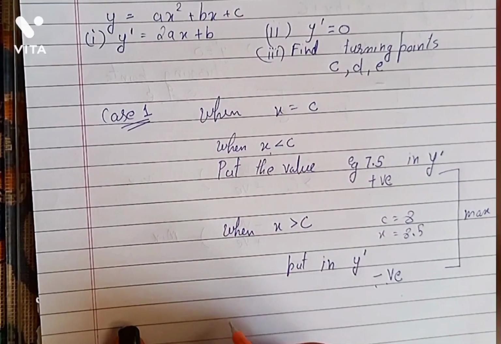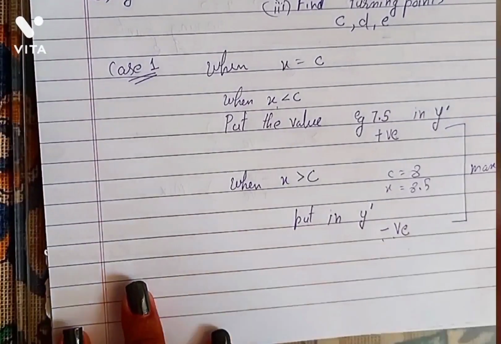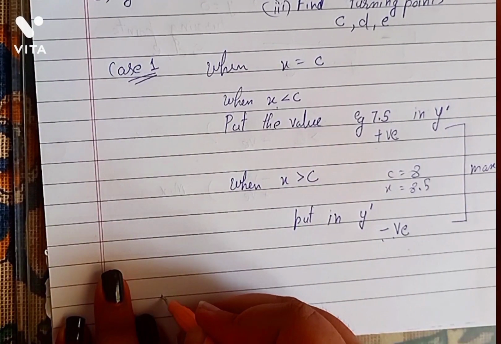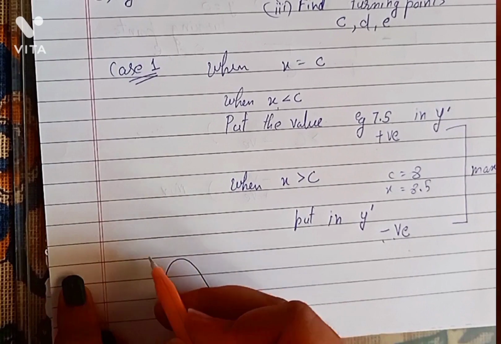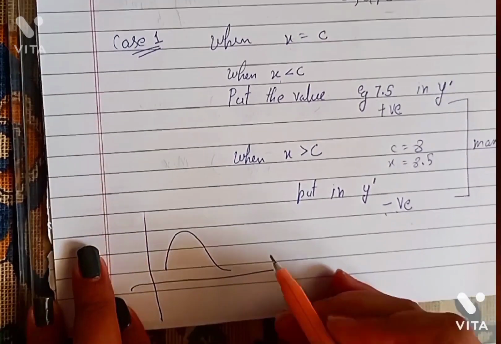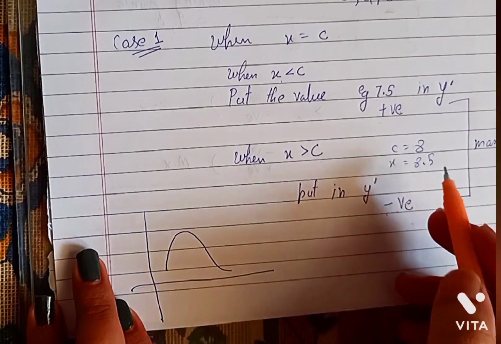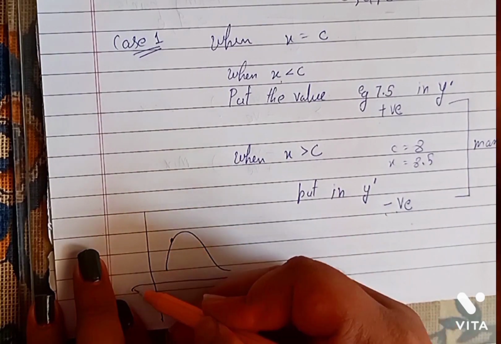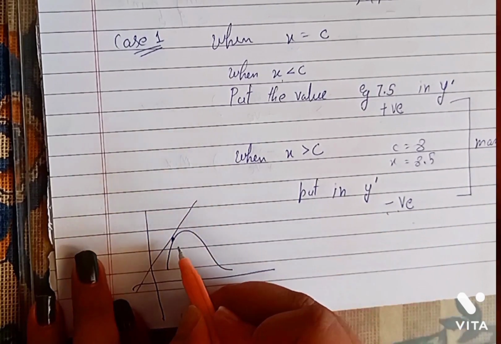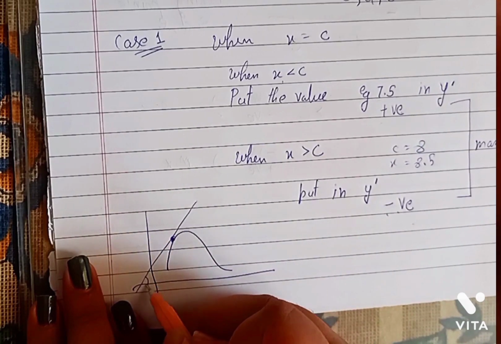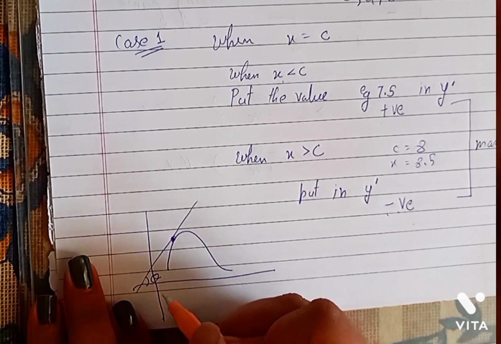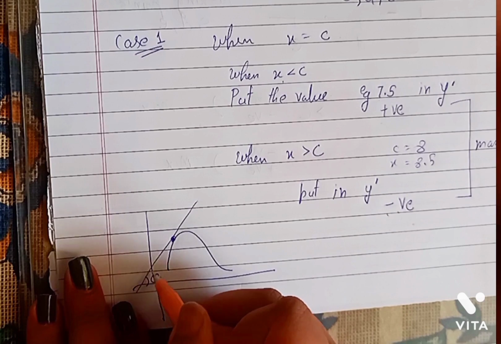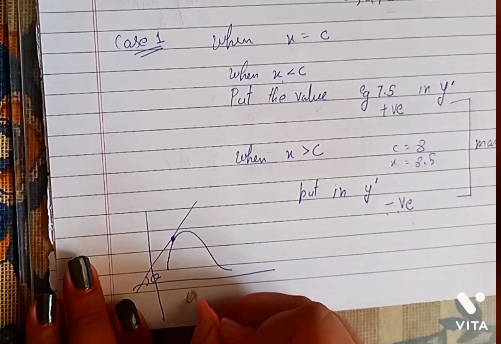Now, why is it maxima only? Why is it not minima? I'll show you from a graph. Suppose this is an equation in a graph. It's turning from positive to negative. Means what? If I take a point over here, I'll make a tangent. This is the tangent at this point, and this is theta, and theta is an acute angle. You could see theta is an acute angle.